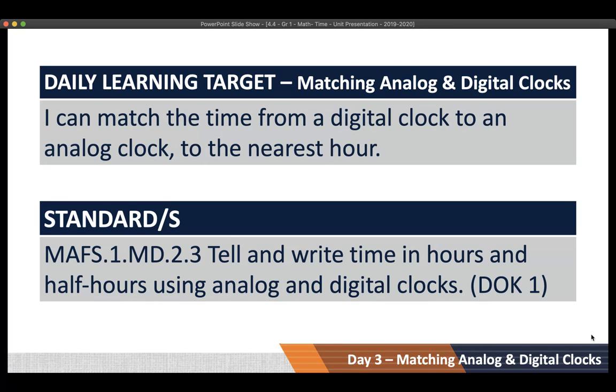analog clock to the nearest hour. Our standard is, tell and write time in hours and half hours using analog and digital clocks.